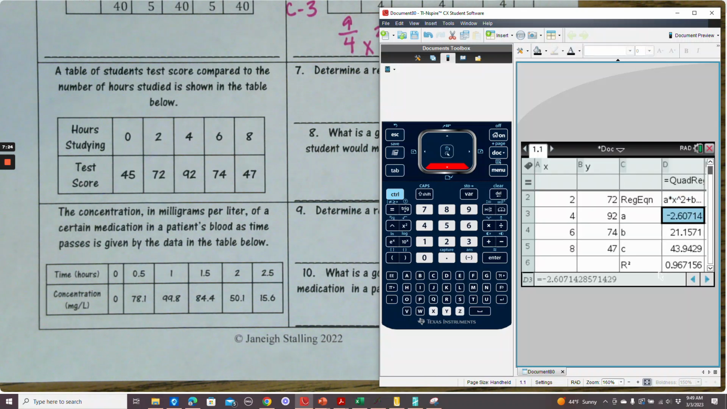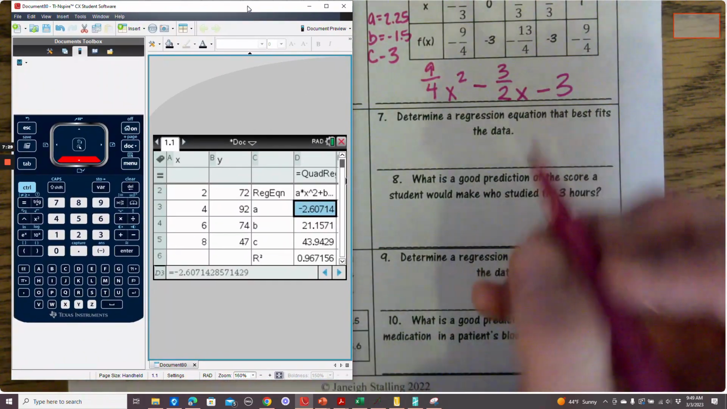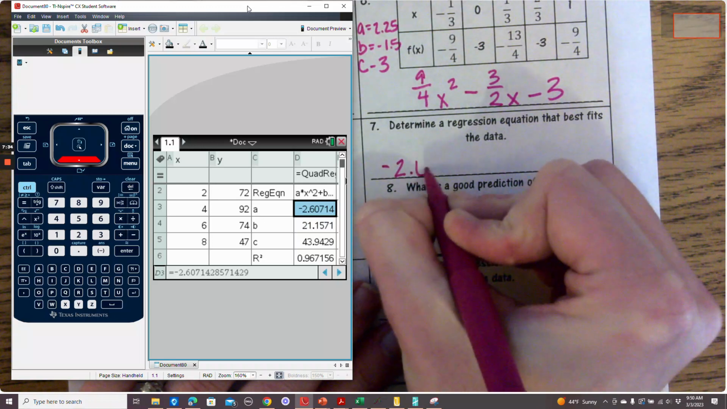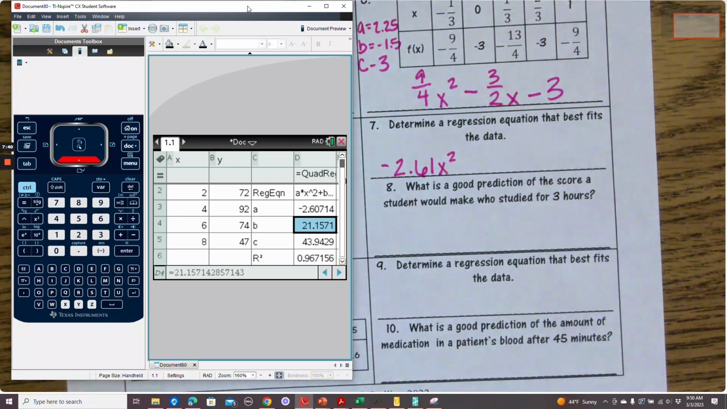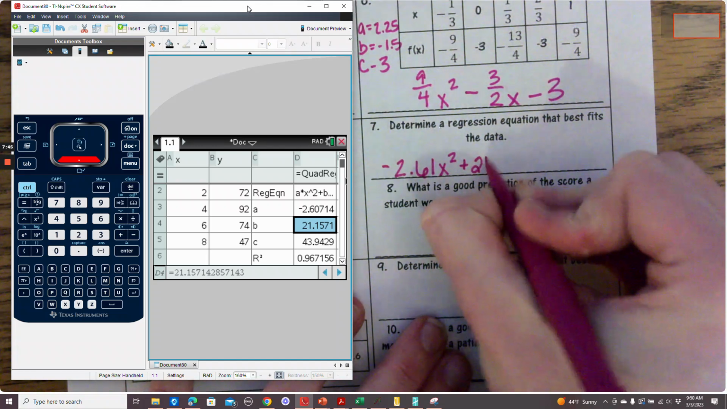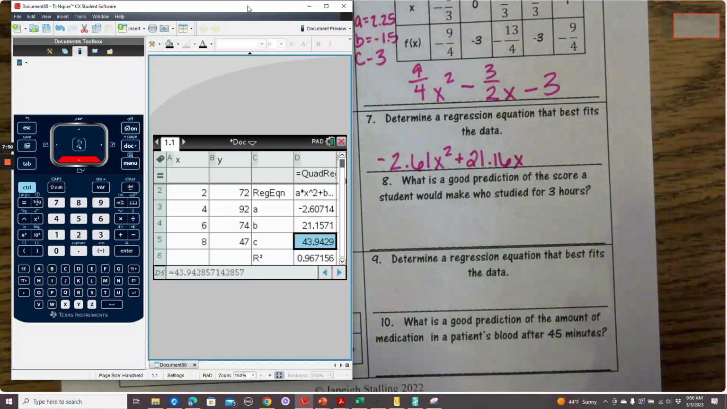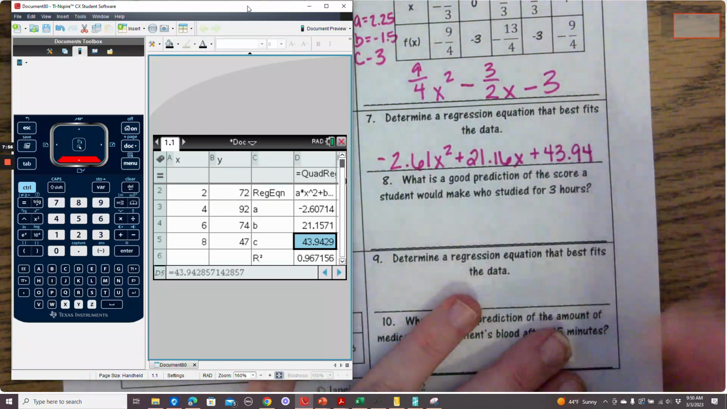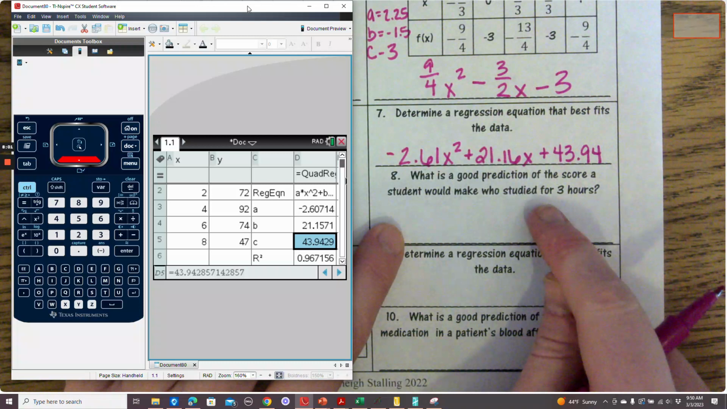So see, they're gross. So let me move this. Let me switch spots here. Okay, so my A is, if I round it, negative 2.61. X squared goes after the A. My B is 21.157. So plus 21.16. X goes after the B. And then the C plus 43.94.